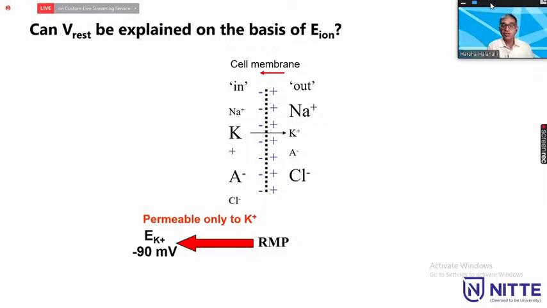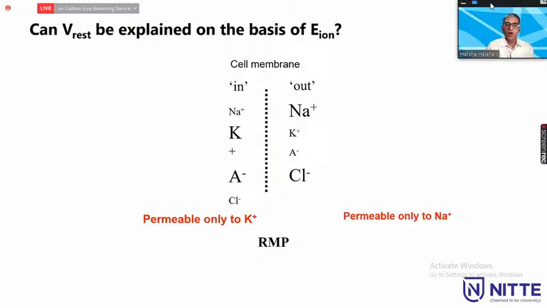And therefore, an important statement I'm making here, if the cell membrane was permeable only to potassium, we would be able to explain the resting membrane potential as the equilibrium potential of potassium, and we would expect it to be minus 90 millivolts.